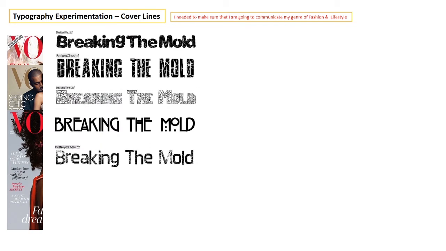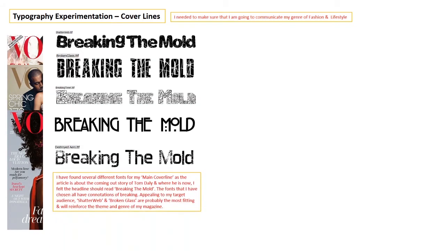All right, so this is entitled a typography experimentation. I went back to dafont.com and found several different fonts that could connote breaking. And I appreciate that I spelt mould in the American way, but again, Vogue is an international magazine, so I thought about mixing it up a bit. I felt that because it was about Tom Daley's coming out story, breaking would be a really good idea.